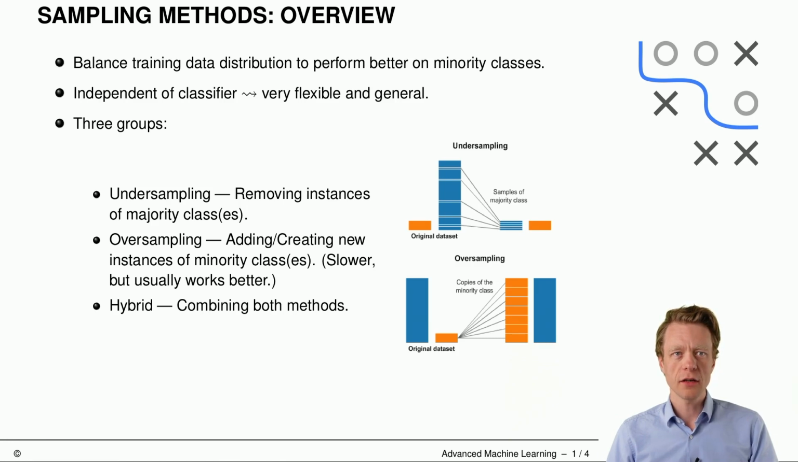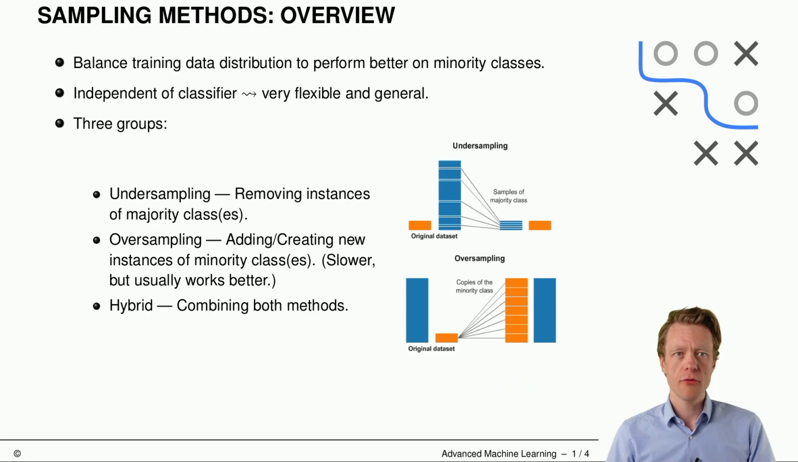So the general idea of sampling is always to balance the training data distribution to perform better on minority classes. As you already know, the classifier may be biased towards the majority class. So we want, as a pre-processing step, to balance the data set such that in the end the classifier is working equally well on the minority and the majority class. These approaches are always independent of the classifier because we are doing this as a pre-processing step. It does not depend on the learner we use.